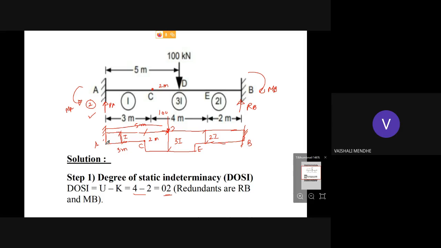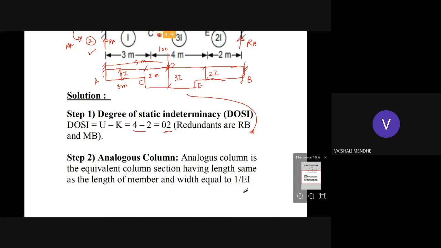Now in step number 2, you have to plot the analogous column section. Analogous column section means the length of the member will be the same, the total span of the beam, which is 9 meter. So when we plot the analogous column section, its span will be the same as the length of the beam. This beam we now have to represent as the analogous column section.